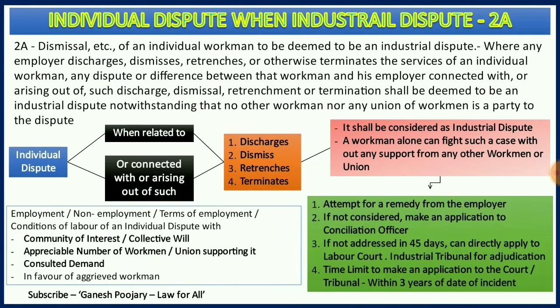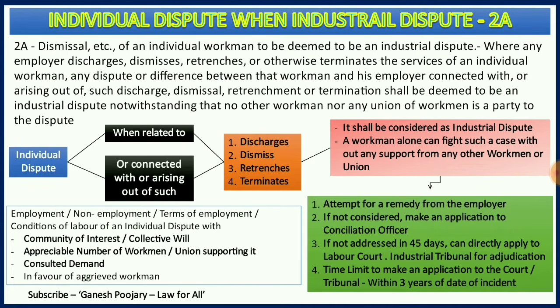Then comes the amendment section, section 2A. Remember, till the year 1965, that means till the amendment section 2A came into existence, there was a lot of discussion on what is individual dispute and what is industrial dispute. Can an individual dispute be considered as an industrial dispute? Now, there were a lot of case laws, a lot of interpretation to understand whether an individual dispute can be treated as an industrial dispute or not.